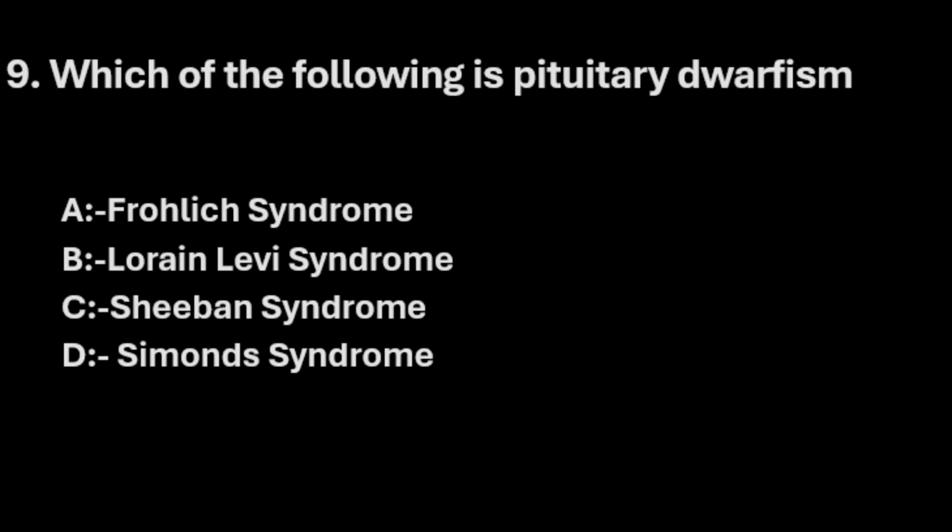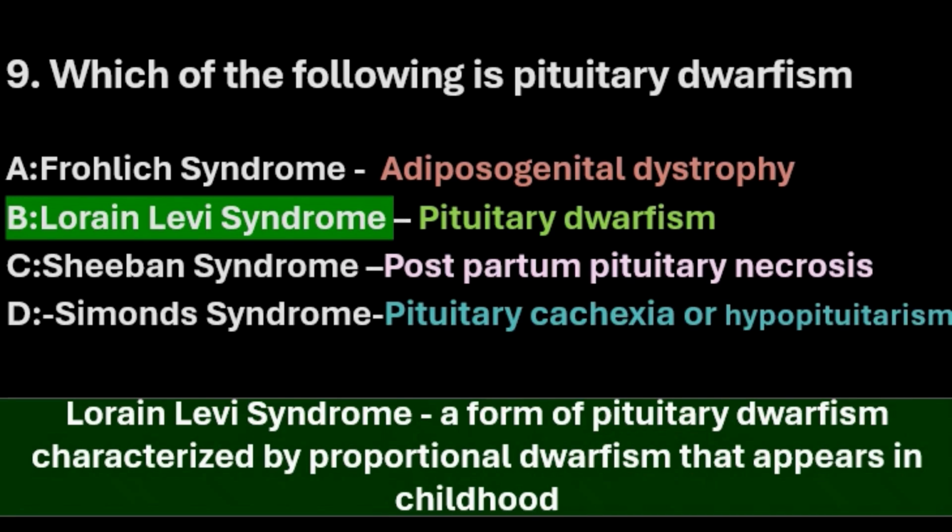Next question, which of the following is pituitary dwarfism? Option A, Froehlich syndrome, option B, Laurent-Levy syndrome, option C, Sheehan syndrome, and option D, Simmonds syndrome. The right answer here is option B, Laurent-Levy syndrome. It is pituitary dwarfism.